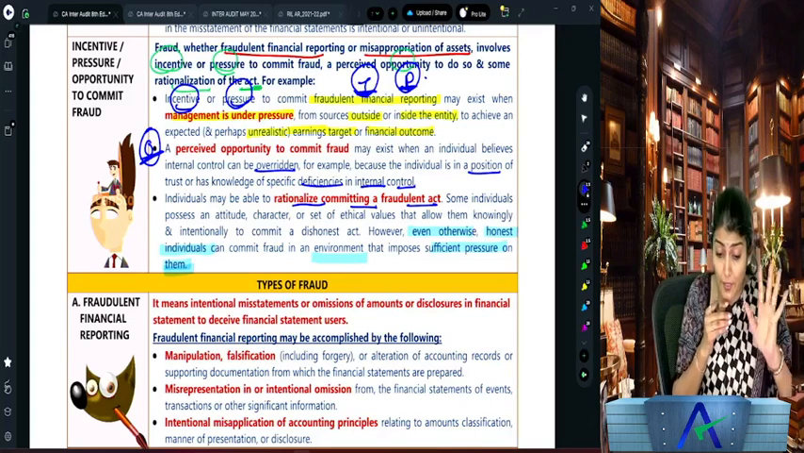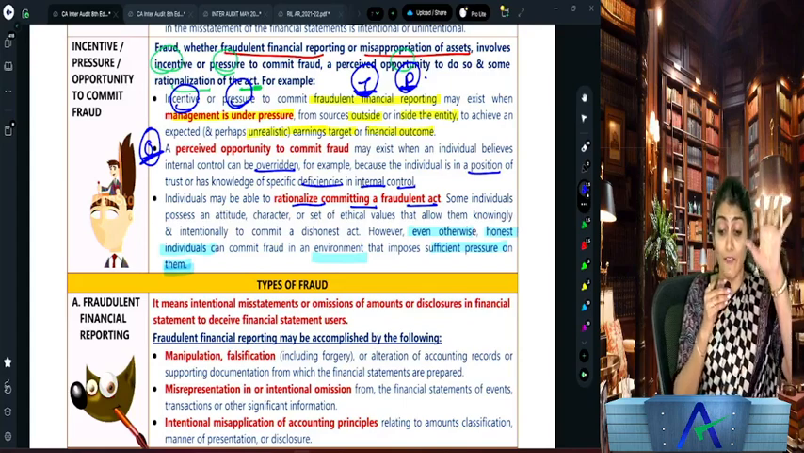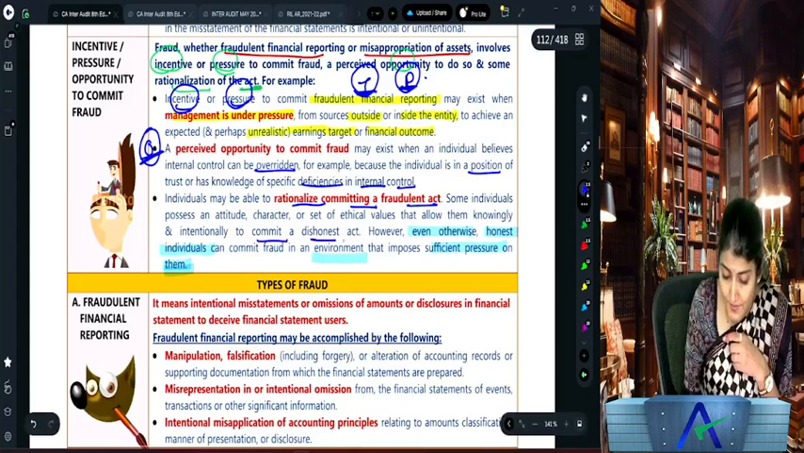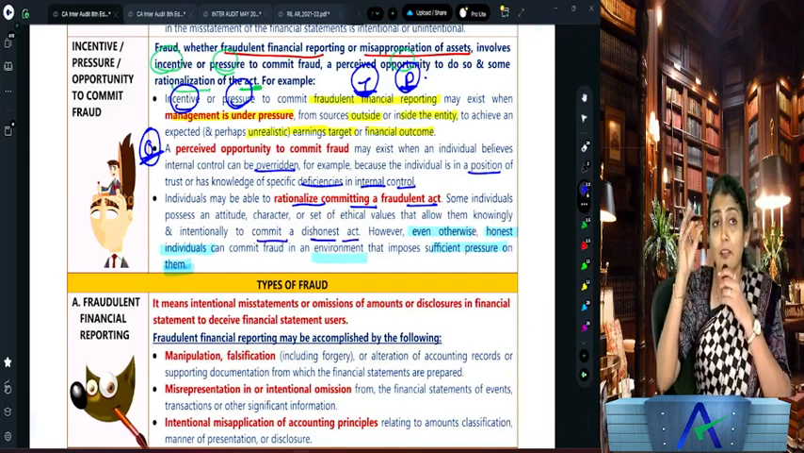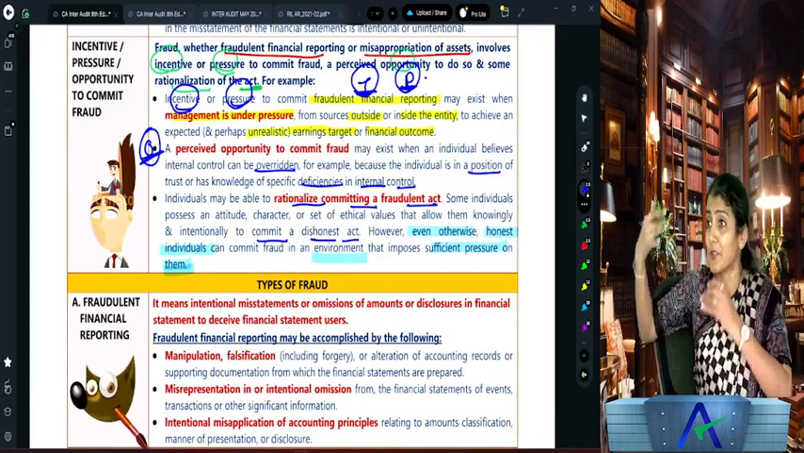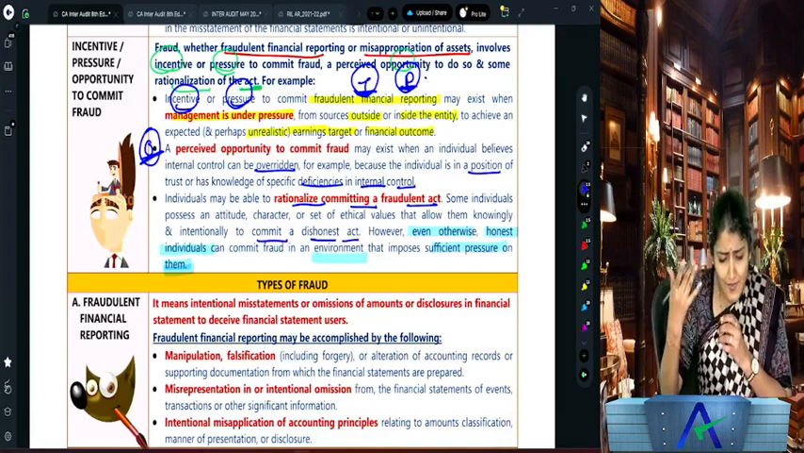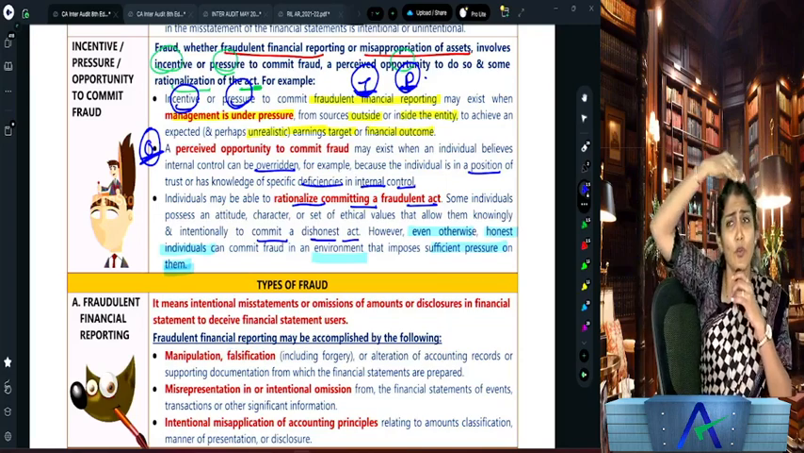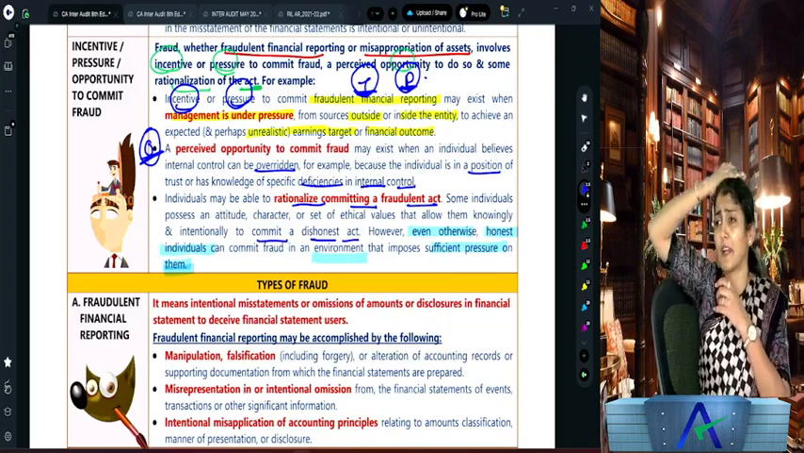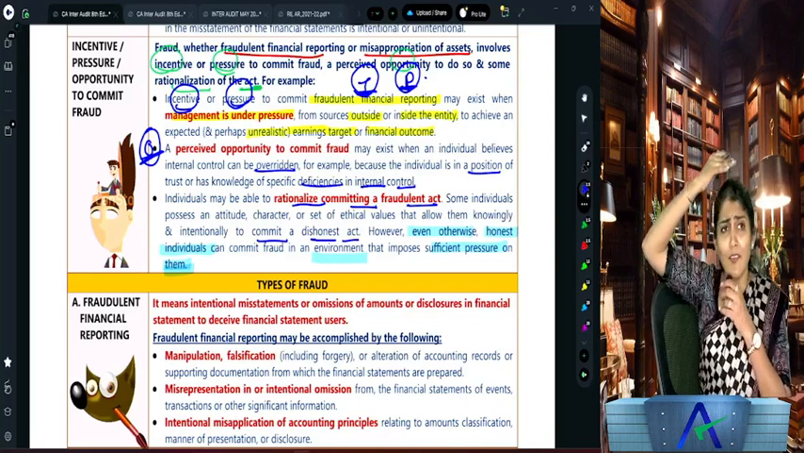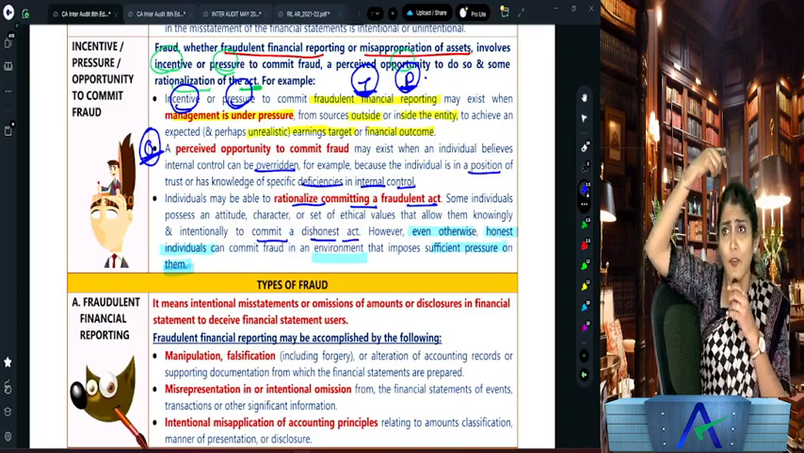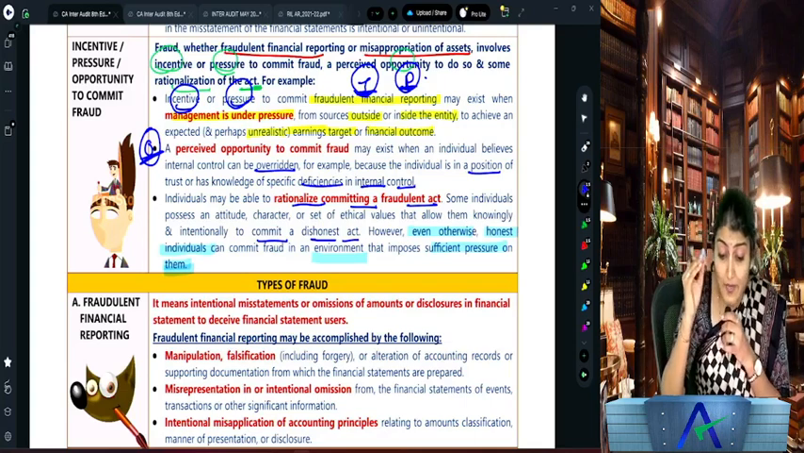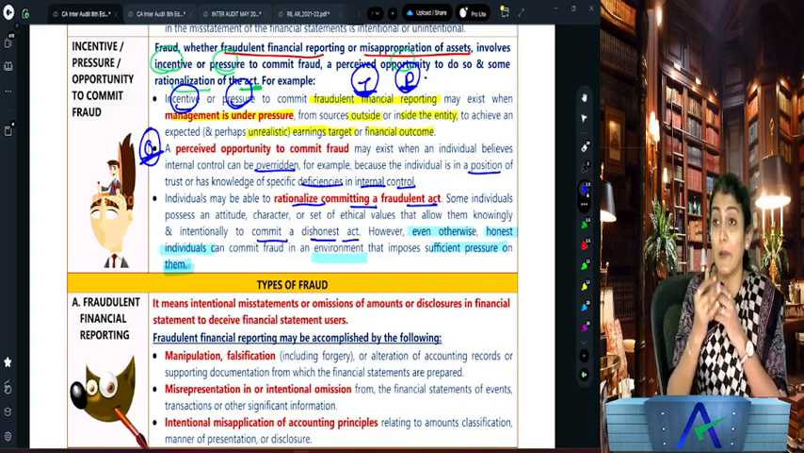Some individuals possess an attitude, a character, or a set of ethical values that allow them knowingly and intentionally to commit a dishonest act. At least once in the day, if they don't speak a lie, they feel something is incomplete today. You understand? What does it say? Intentionally to commit. The programming of the brain, the neurons, the wiring of the brain is only corrupt. There is a problem in the wiring and in the conditioning of the mind. Individuals may be able to rationalize committing a fraudulent act.